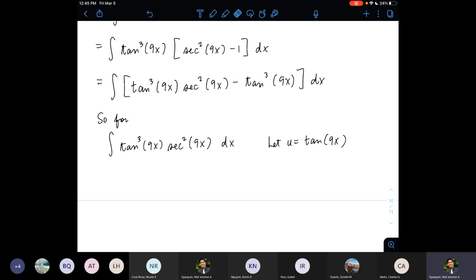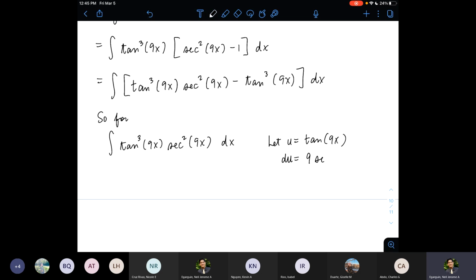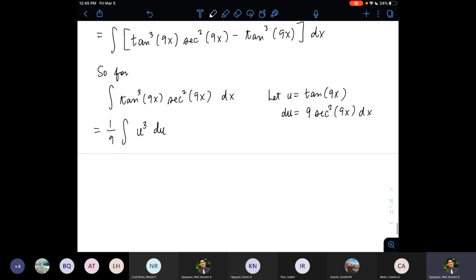But everything is prepared here. You can simply let u be equal to tangent 9x. So du will be equal to 9 secant squared 9x dx, which is fine. We'll just need to have a 1/9 outside. Then this will just be u cubed du. And this simplifies to 1/9 times u to the 4th over 4 plus the arbitrary constant c. So this will be u to the 4th, that's tangent to the 4th of 9x over 36 plus the arbitrary constant c.